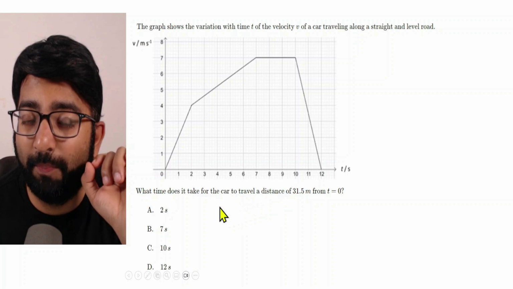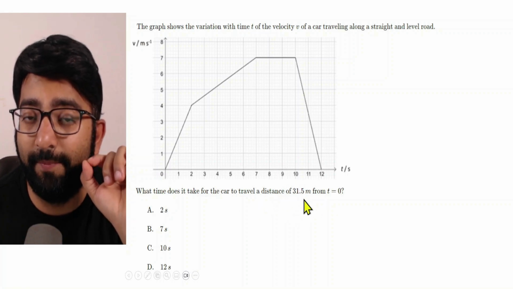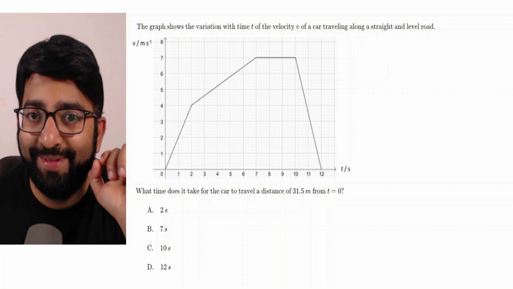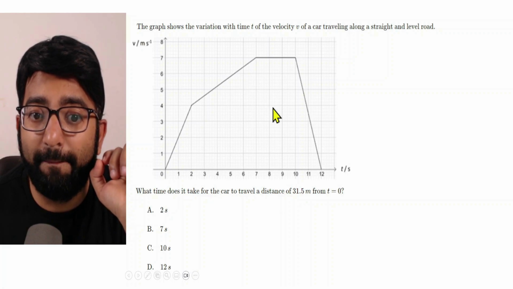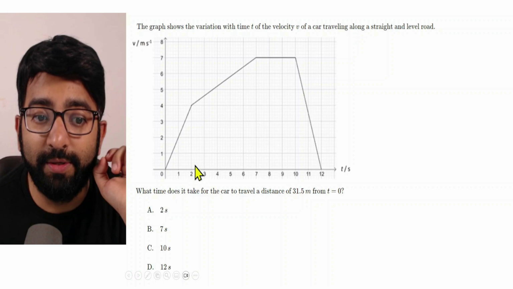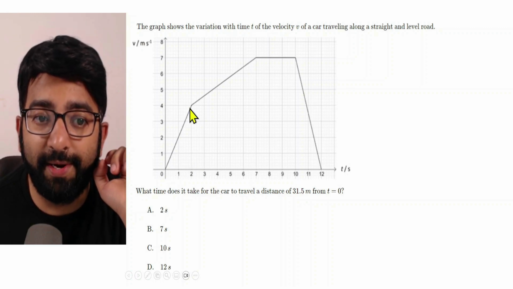In this question, we are supposed to find that time when the distance traveled by the car is 31.5 meters. All we need to do is try to figure out the area under the graph. But there is no need to find the complete area of this entire figure. So we'll go step by step. So let's start with 0 to 2 seconds. So from 0 to 2 seconds, we can see graph is a straight line.